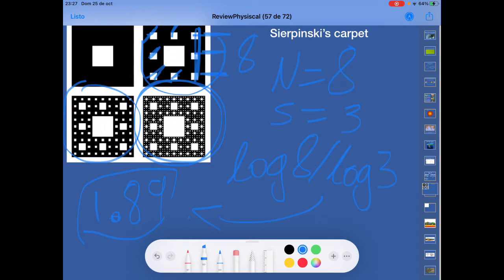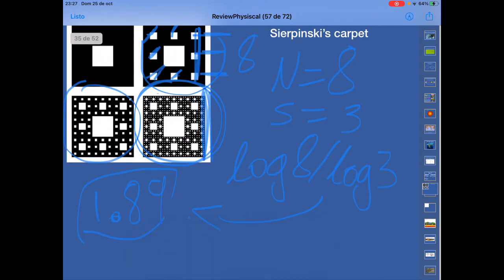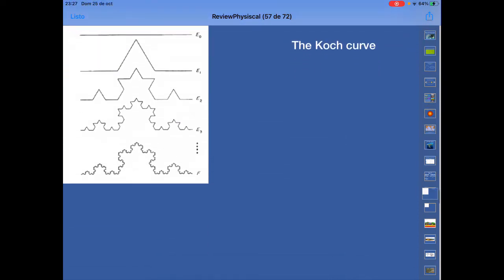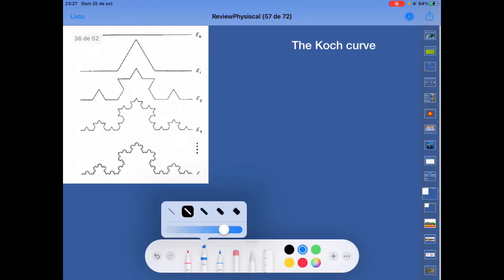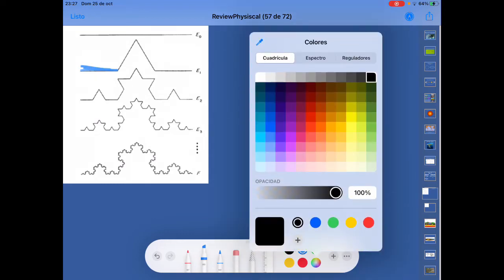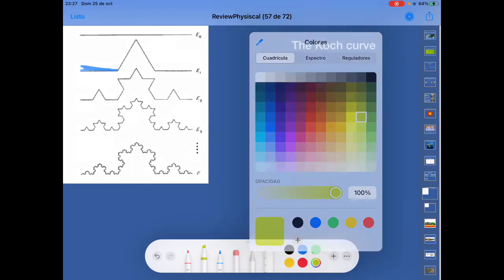Just count the total amount of squares that you have of the same size, and then count how many of them you have in only one side. And that is it. Now let's work on another example. We can do the Koch curve. So in the Koch curve, what I'm going to count is how many pieces I have. So I start counting 1, then I start counting, sorry, well, let's use that one.